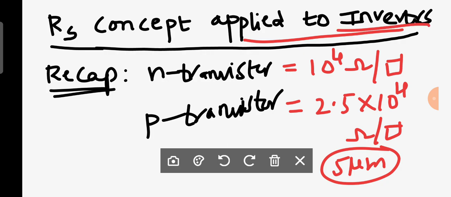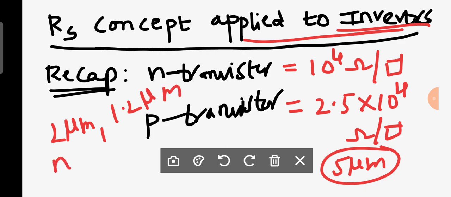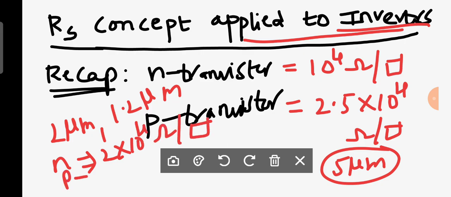Just for recalling purposes, for 2 micrometer and 1.2 micrometer, N is 2 into 10 to the power of 4 ohm per square, whereas P is 4.5 into 10 to the power of 4 ohm per square. Now we will see how this concept is applied to inverters. How many types of inverters are we talking about from the start of this course? NMOS and CMOS.